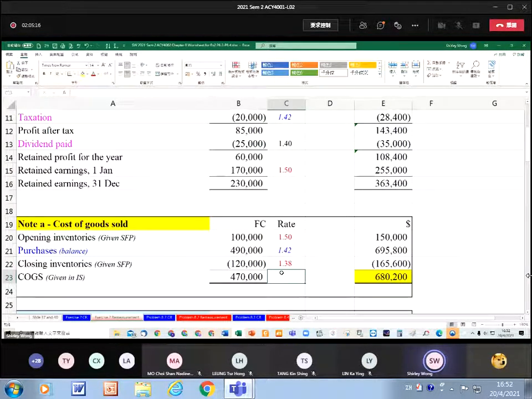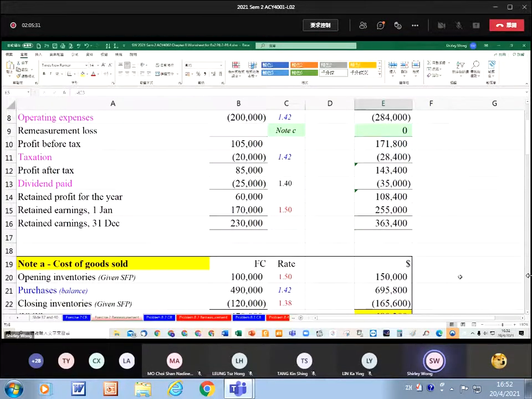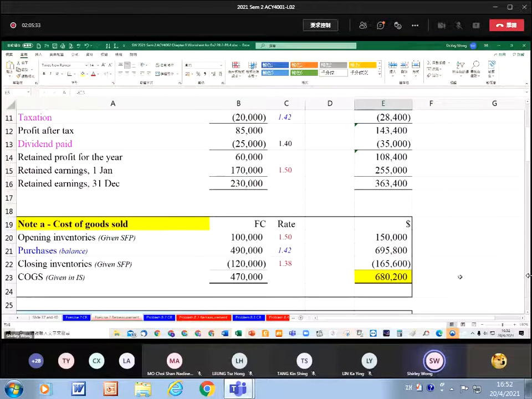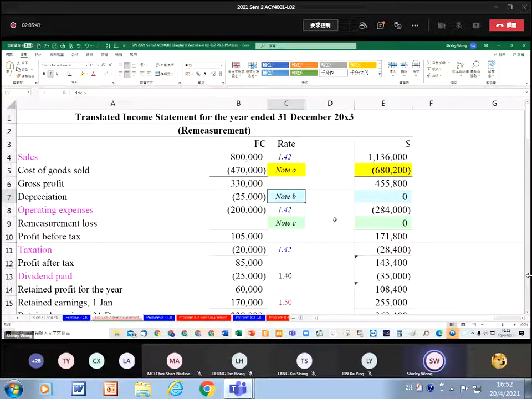So remember, we either use closing rate or average rate, and then some of the other, we will use the historical rate or the rate given. And then we calculate the cost of goods sold here, and then we input here. 咁你擺咗啲 rate 落去咧，你就會計到個 cost of goods sold 咯喎。OK，得唔得？Okay, and then next we need to calculate the depreciation.